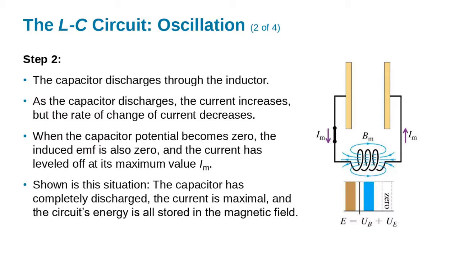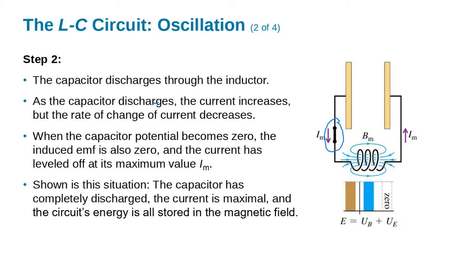So now we're going to flip this switch so that we connect the capacitor up to the inductor, and then the charge that was stored in the capacitor is going to discharge through the inductor. As the capacitor discharges, the current increases, but the rate of change of current decreases. At that instant, we've got the biggest rate of increase in current, but then that will tend towards 0.